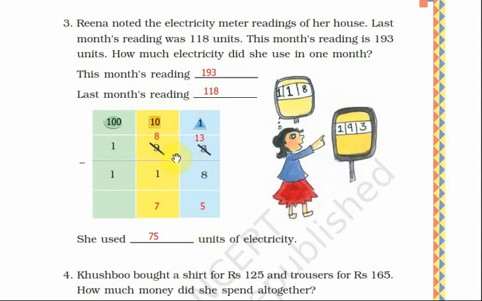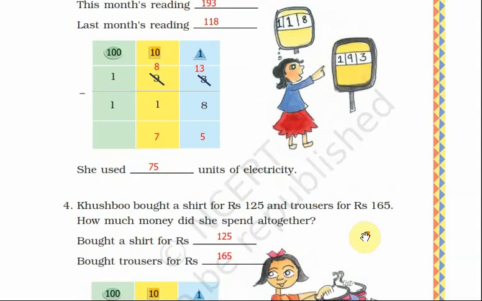Now moving to the tens place. Instead of 9 we have only 8 tens now. So 8 minus 1. How much is 8 minus 1? You will get 7 as the answer. And 1 minus 1 is 0. So what is the answer? The answer is 75 units. So Reena used how many units of electricity? She used 75 units of electricity during the month. Okay. So write down the answers here properly in your textbook.